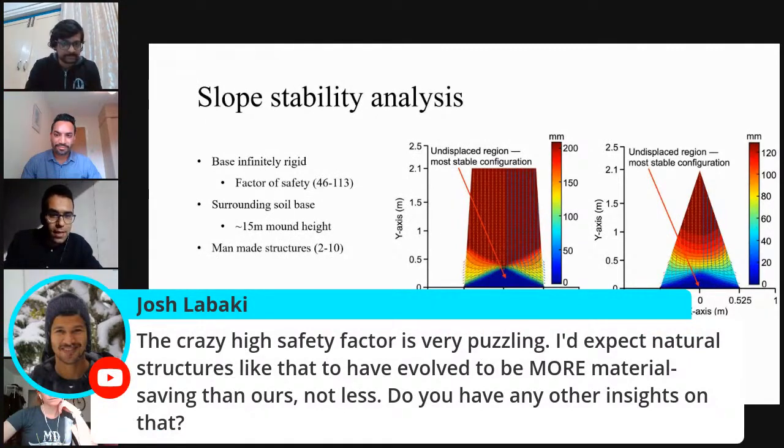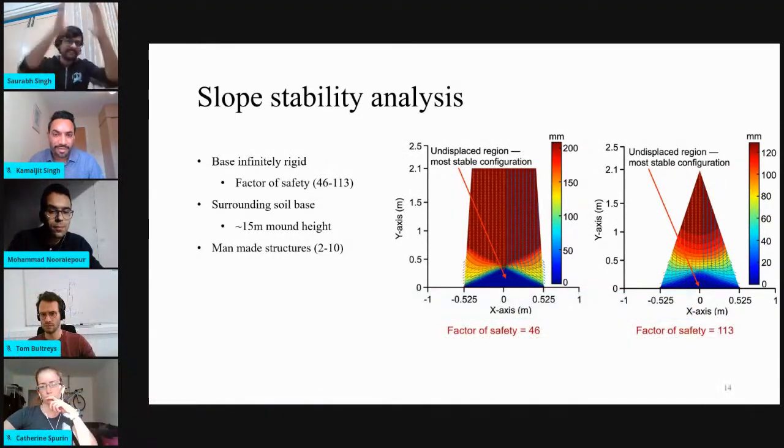Perfect. And the last question from Josh Labaki. The crazy high safety factor is very puzzling. I would expect natural structures like that to have evolved to be more material saving than ours, not less. So basically, most natural structures are optimum in some sense. If you see trees, they go trapezoidal, the base is much broader than the top part.